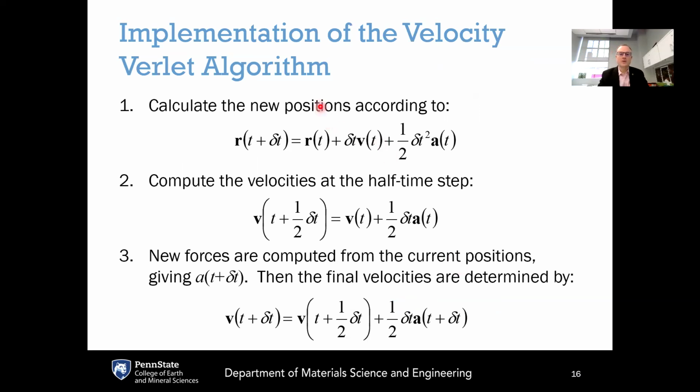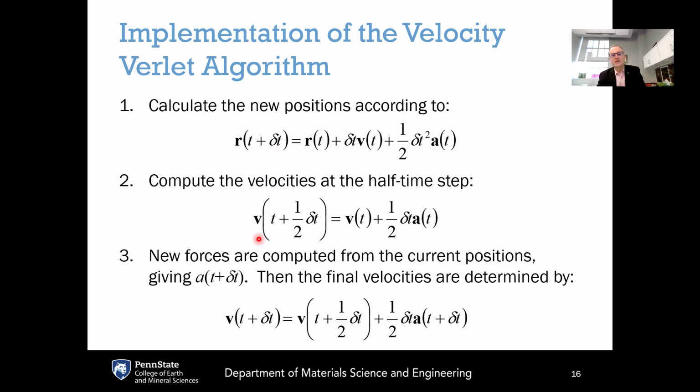The method for implementing the velocity Verlet algorithm is as follows. First, we calculate the new positions according to this equation: r of t plus delta t equals r of t, the current position, plus delta t times the current velocity, plus 1/2 delta t squared times the calculated acceleration, which was calculated, as I showed you before, as minus the gradient of the potential energy function divided by the mass of the particle. So this gives us our updated position.